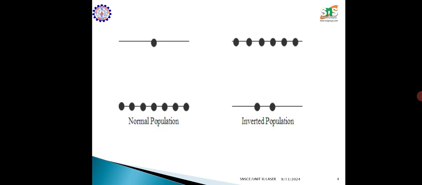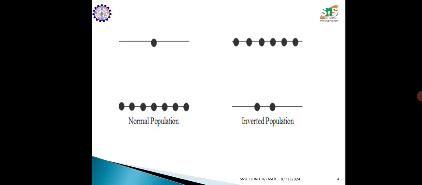This is the pictorial representation of population inversion. The first picture shows the normal population. In normal population, all the atoms want to stay in the ground state only, so more atoms are present in the ground state. In the second picture, that is the inverted population, more atoms are present in the excited state. To have stimulated emission we need to achieve this population inversion.